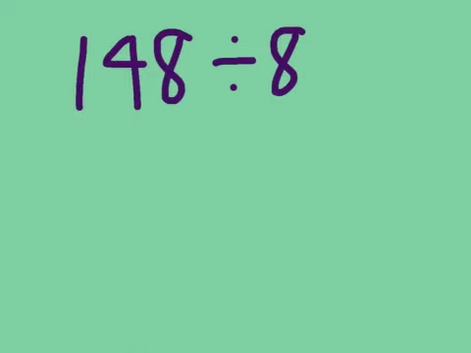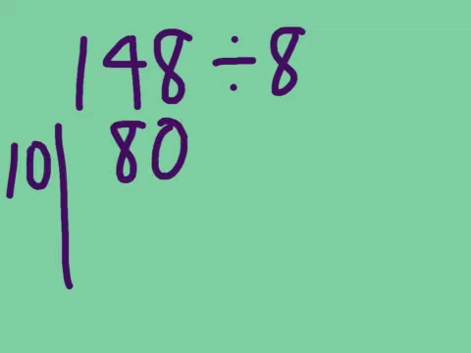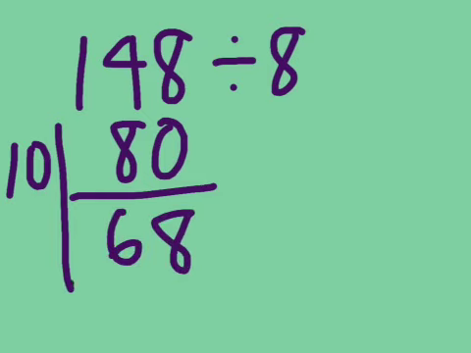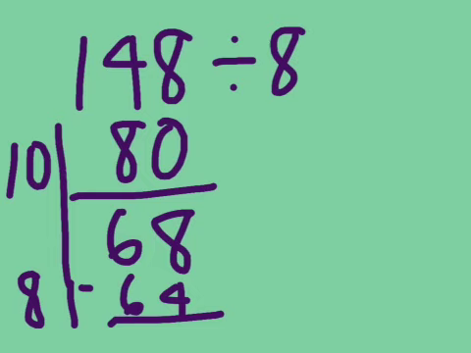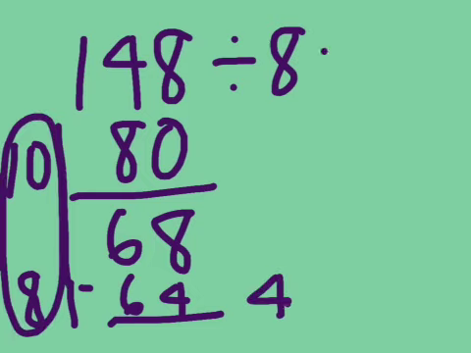And for the last question, I'm going to start by subtracting 10 groups of 8, which is 80. I subtract those and I have 68 remaining. So I go through my 8 times table and figure out I can make 8 groups of 8, which is 64, and I have 4 remaining. So all together I have 18, remainder 4.